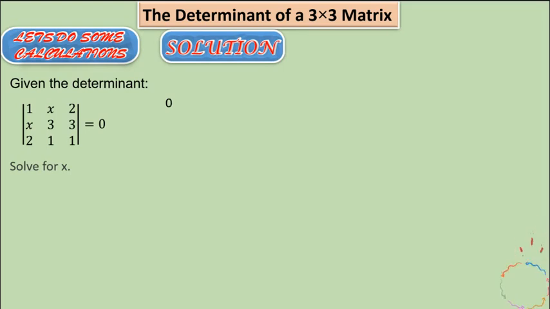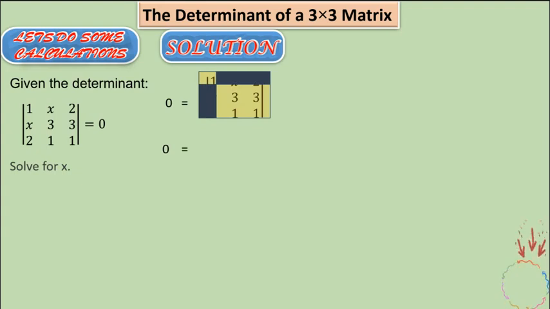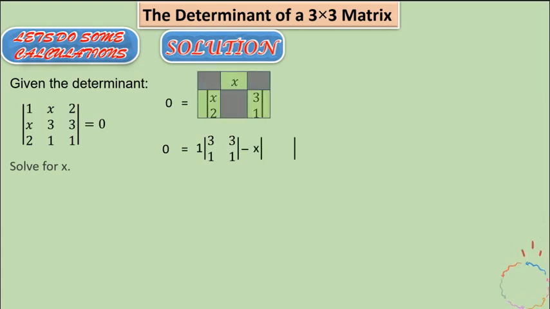So now we have the elements; 0 will be equal to that. We find the cofactor of 1. Then we find the cofactor of x, remembering it's going to be minus x, and you delete all the elements in the same row and column as x. That is what is left. Then you find the cofactor of 2, and you have that.